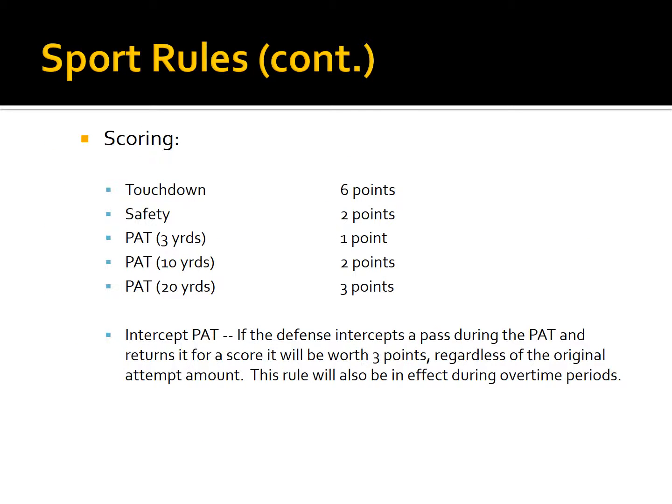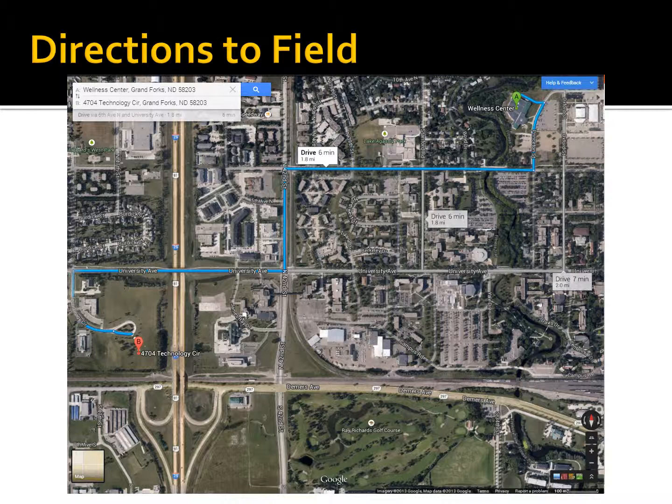Touchdowns are worth 6 points and safeties are worth 2 points. Points after touchdown attempts at the 3, 10, and 20-yard mark will be worth 1, 2, and 3 points respectively. When intercepting a point after touchdown attempt, it will be worth 3 points upon touchdown. Here's a diagram of driving directions to the field from the UND Wellness Center.